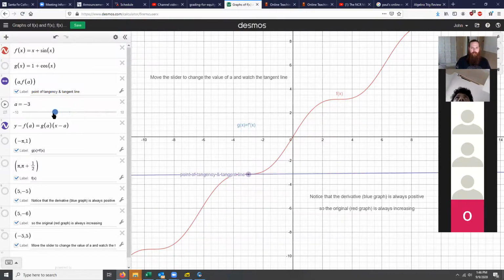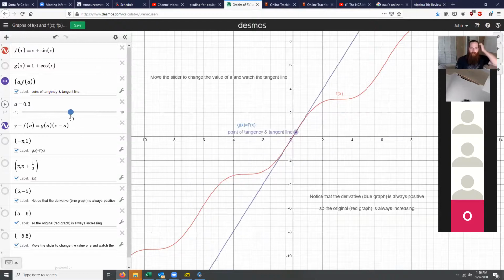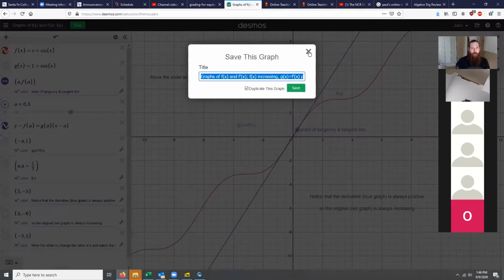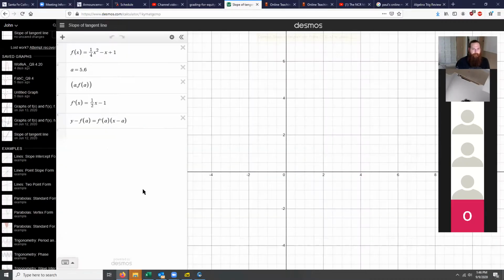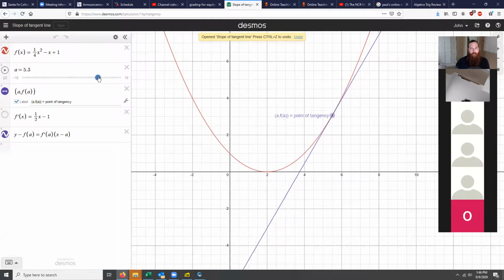I'll put links to this in Canvas under the module so you can come in here and play with the graphs. And as we talk more and more about it, I'll have other stuff to show you here. I think one or two other little guys. Yeah, here's a simpler example.